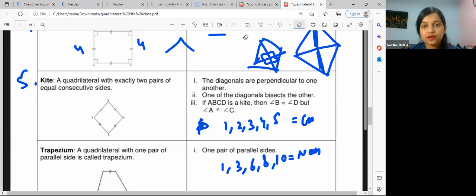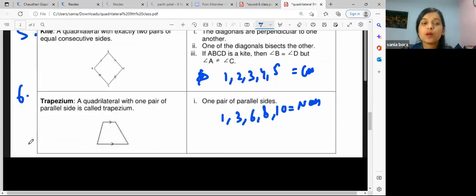Now coming to the sixth one, which is the trapezium. Ma'am, what is a trapezium? A quadrilateral with one pair of parallel sides is called a trapezium. Any quadrilateral with one pair which is parallel is a trapezium. One pair will be parallel and the other won't be, like this and this are parallel, but this and this are not parallel. A trapezium is like this.